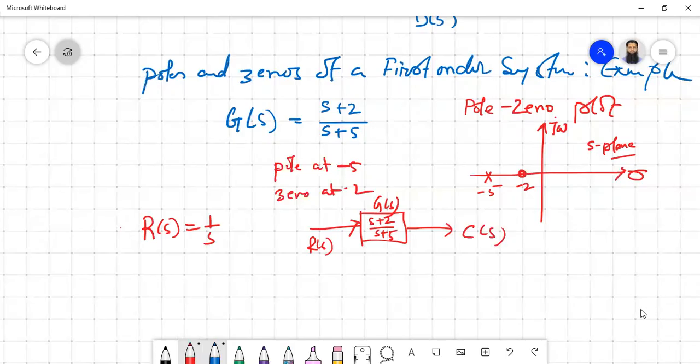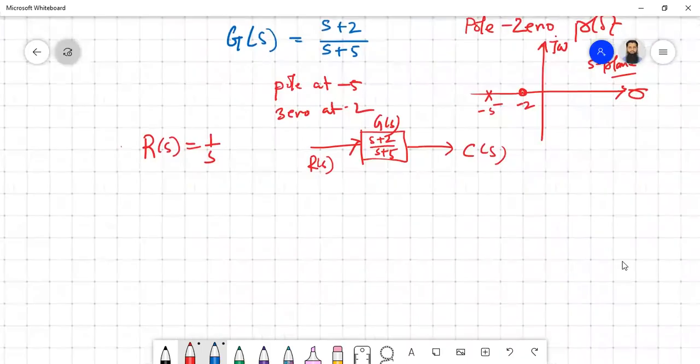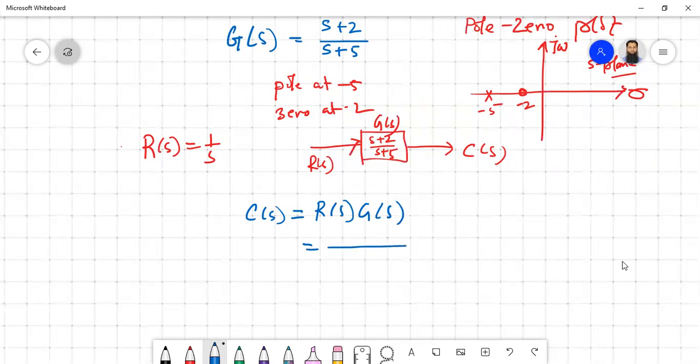By applying that step input to the system, we actually want to see how the system behaves. So let us try to write the equation. C(s) equals, as we know already from the last chapter, R(s) multiplied by G(s). All the values are known. So what we are going to get is (s plus 2) divided by s into (s plus 5). Now we know the partial fraction expansion: A by s plus B by (s plus 5).